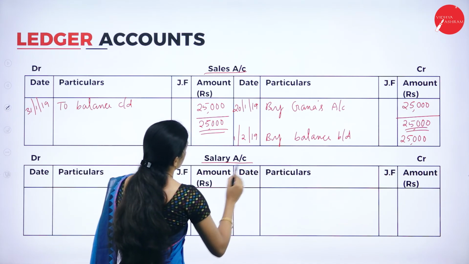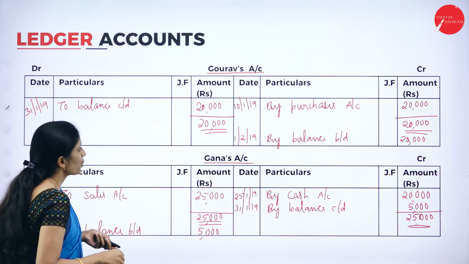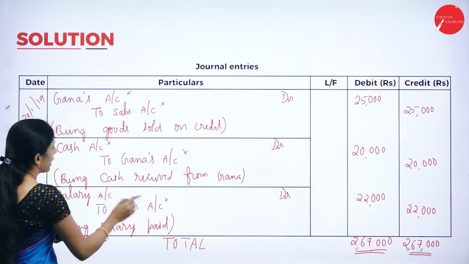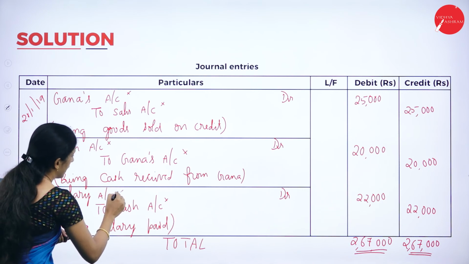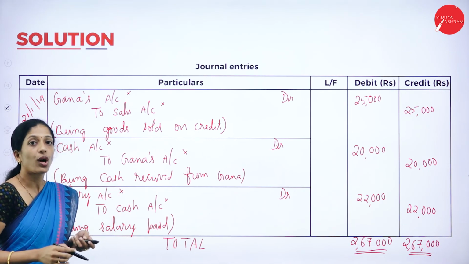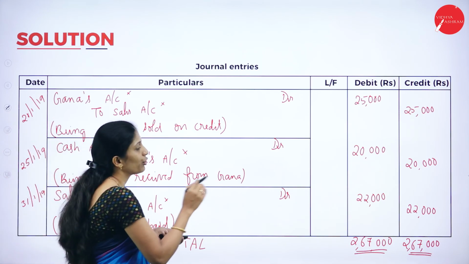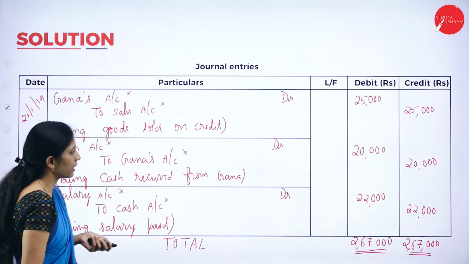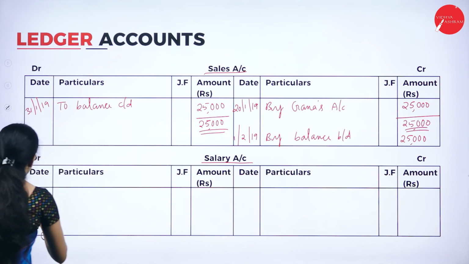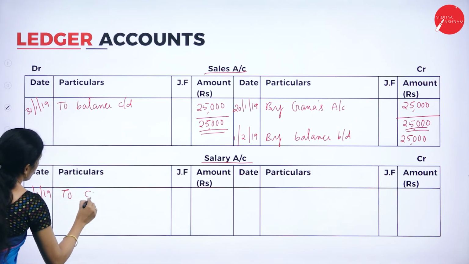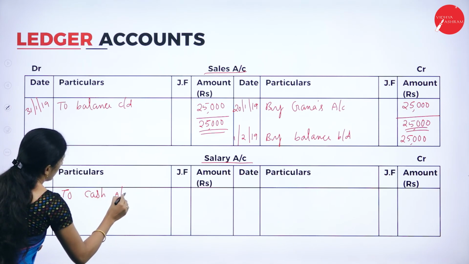Now come to the last account, that is salary account. So we have one entry, that is salary paid, salary account debit to cash account. So here there is salary account. Remaining account is what? To cash account. That is 31st/1/2019 to cash account 22,000. So 31st/1/2019 to cash account, and the amount is how much?